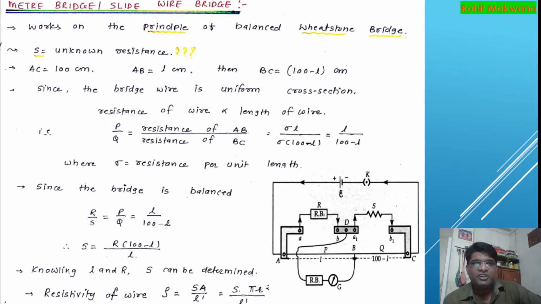Let's talk about the meter bridge now, which is also known as a slide wire bridge, because we slide a jockey over the wire, which is mostly an alloy like constantan or manganin, to get the zero deflection inside the galvanometer. That's why it is also known as the slide wire bridge, and it works on the principle of the balanced Wheatstone bridge. Here we want to find out the unknown resistance X. This is the diagram of the meter bridge.